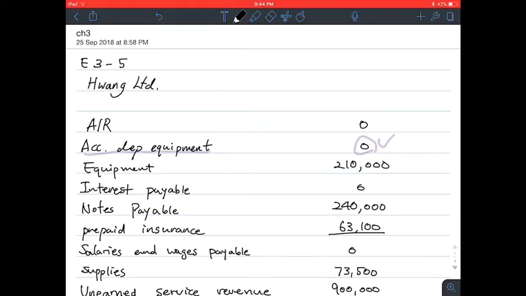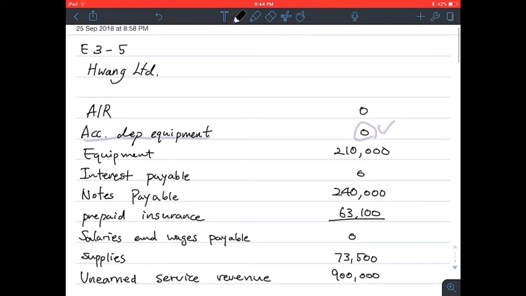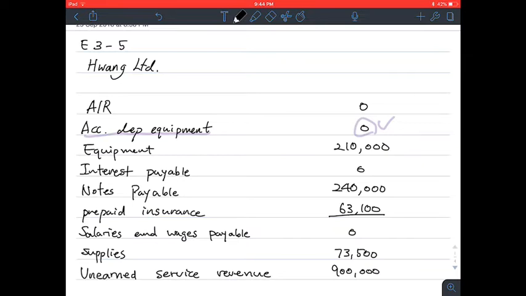So today we are going to go over exercise 3-5. The company name is Huang Limited, and the balance in the year end December 31st, 2017 is as follows. The company has no accounts receivable on hand. There is no accumulated depreciation equipment. There is an equipment worth $210,000. There is an interest payable of $0.